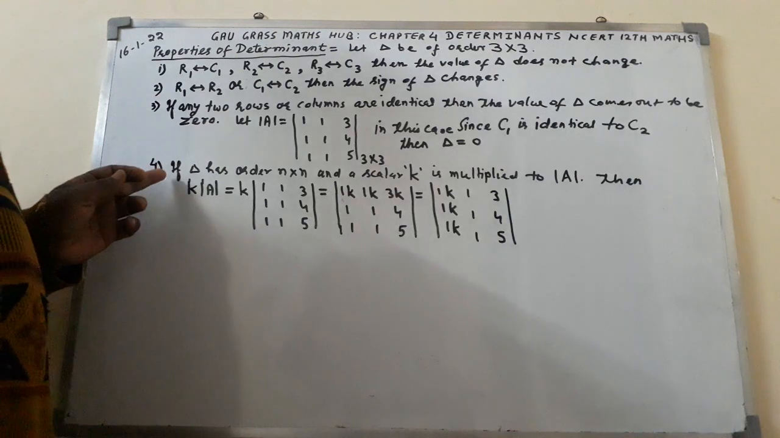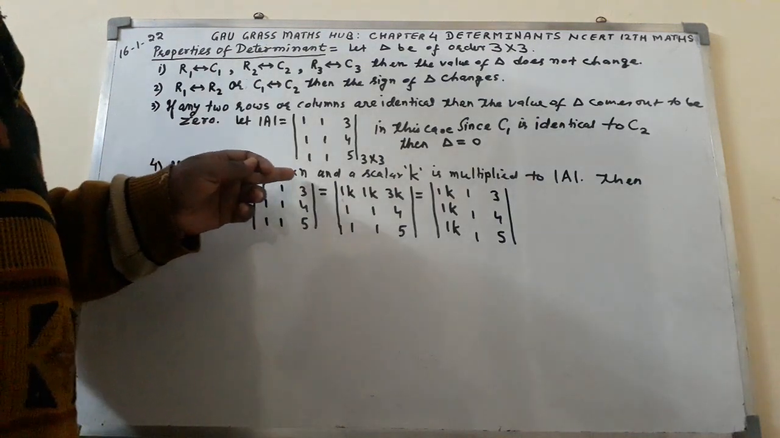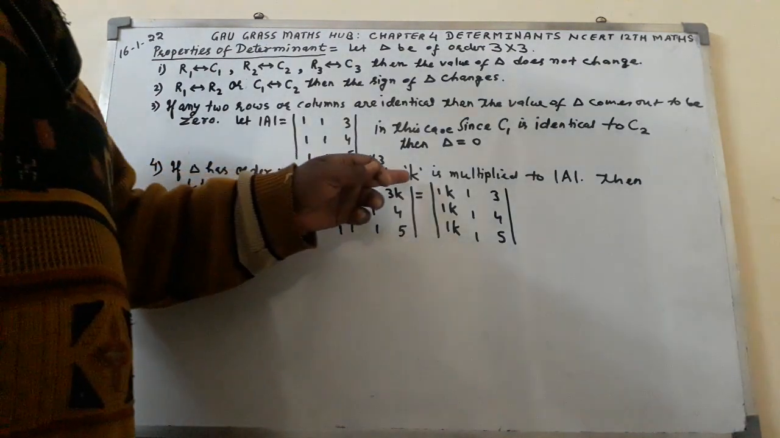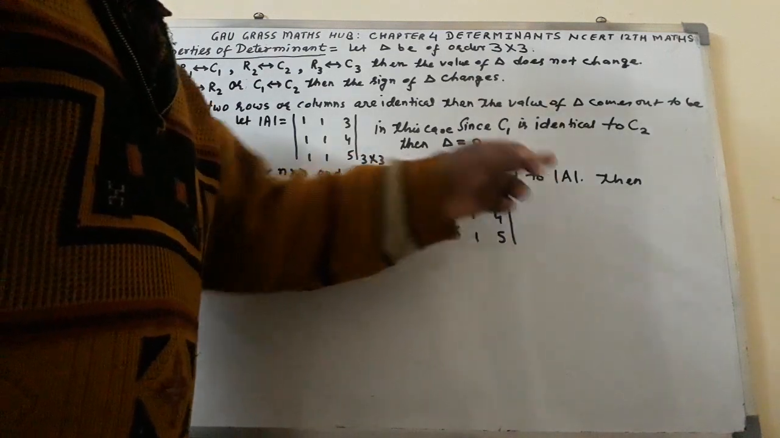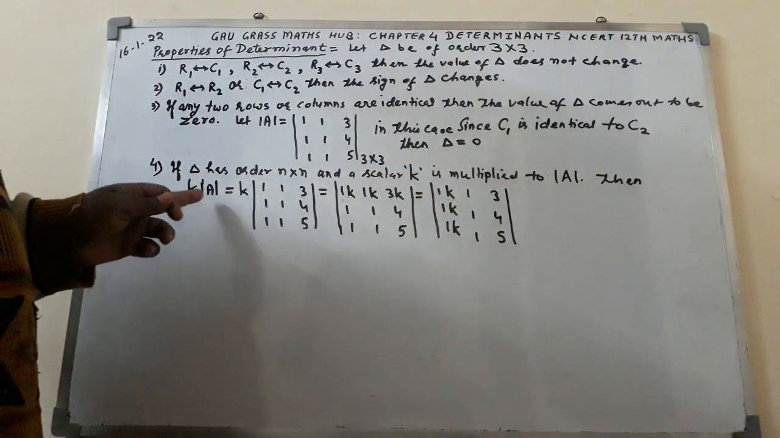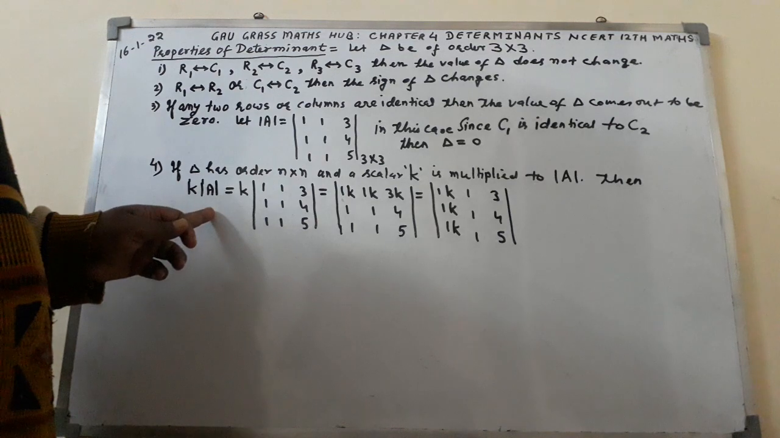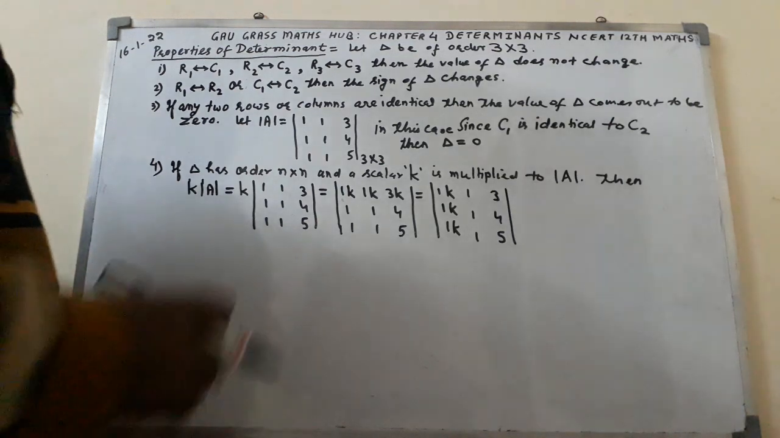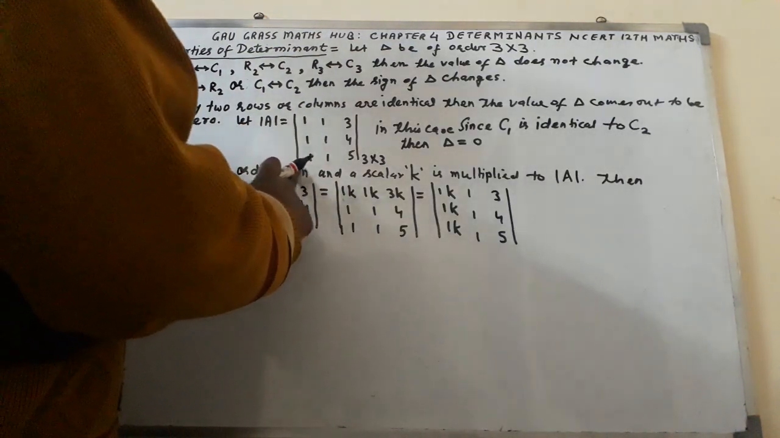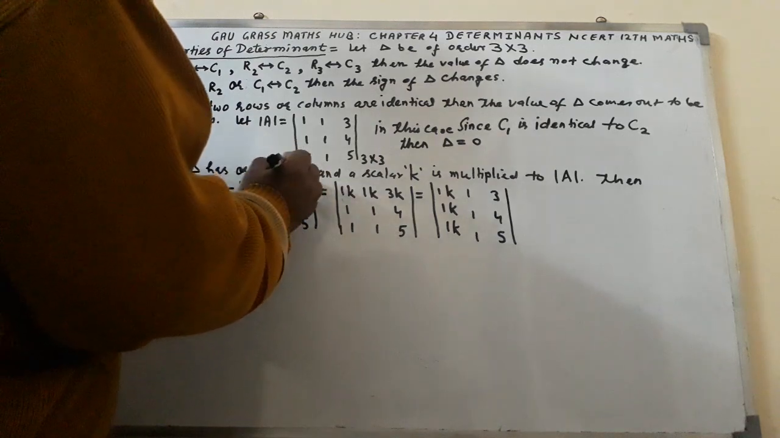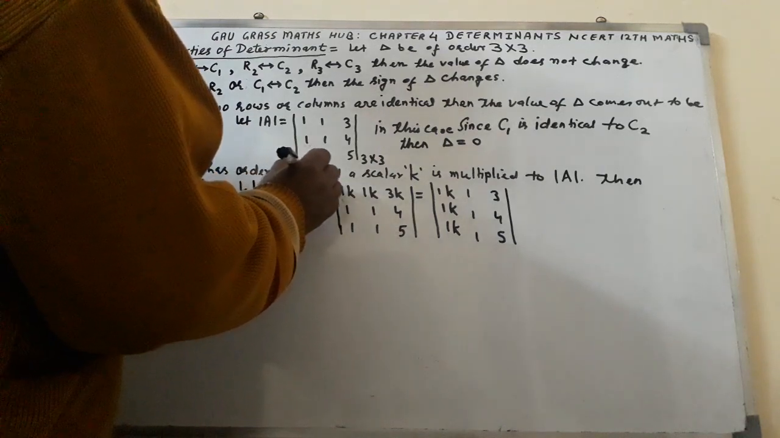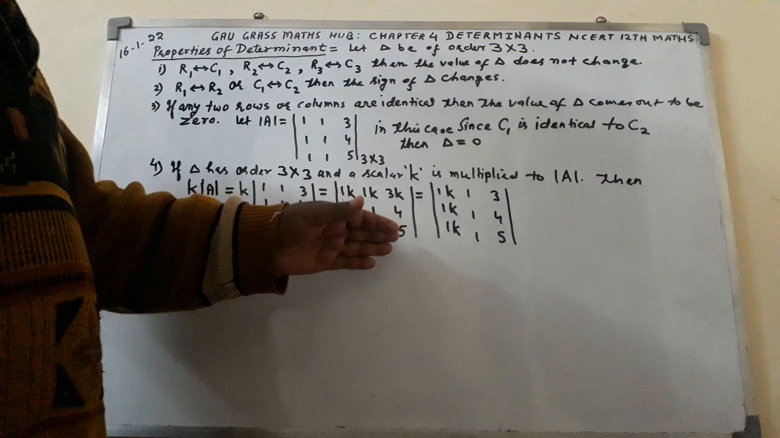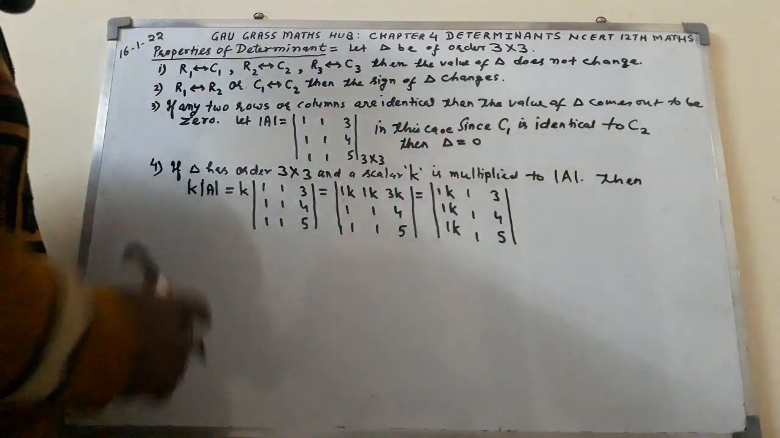This is the property. If the determinant has the order n cross n, and a scalar k is multiplied to determinant A, or this determinant has the order 3 cross 3, this result we will have.